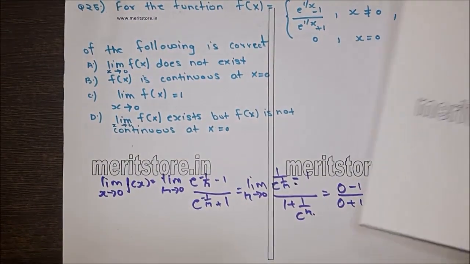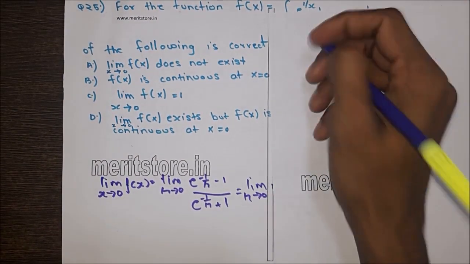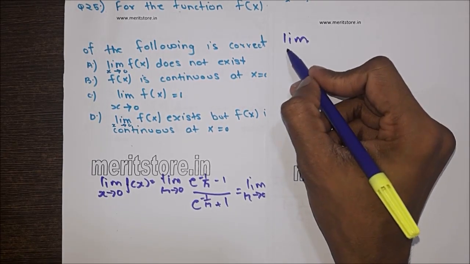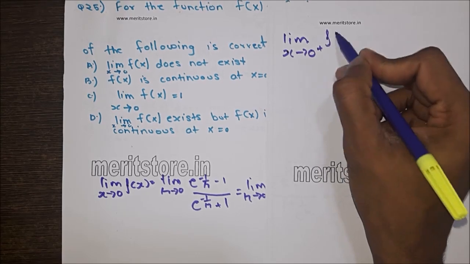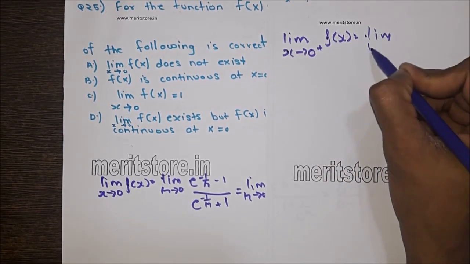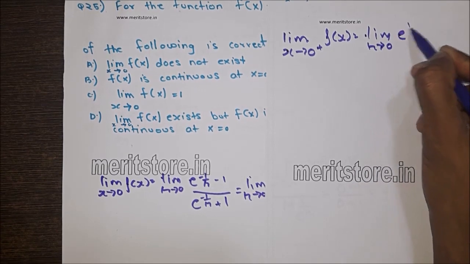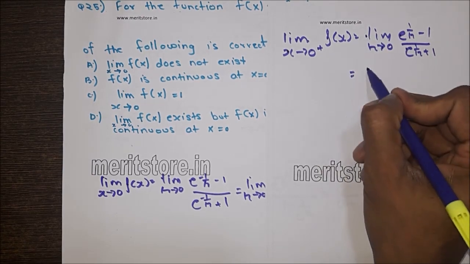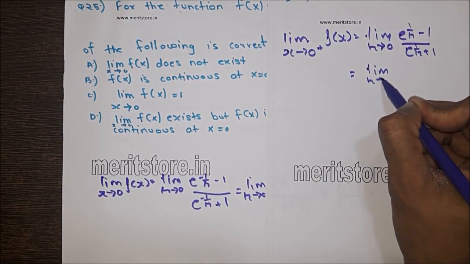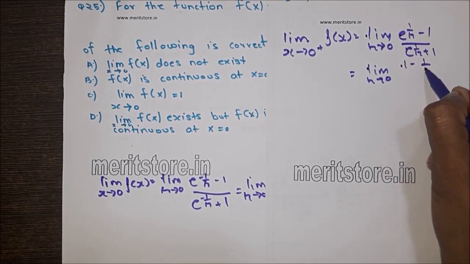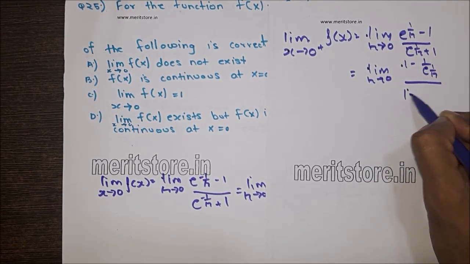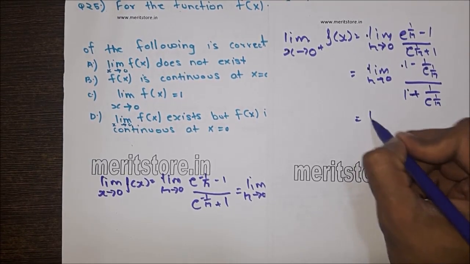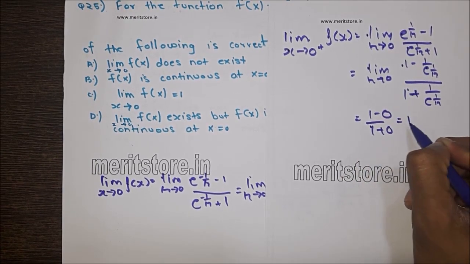Further solving for the right hand side, that is limit x approaches 0 from the right hand side of f of x, we can write this as limit h approaches 0 of e raised to 1 by h minus 1 upon e raised to 1 by h plus 1. For the solving, we can write this as limit h approaches 0 of 1 minus 1 upon e raised to 1 by h upon 1 plus 1 upon e raised to 1 by h. Further, we can write this as 1 minus 0 upon 1 plus 0, which is equal to 1.